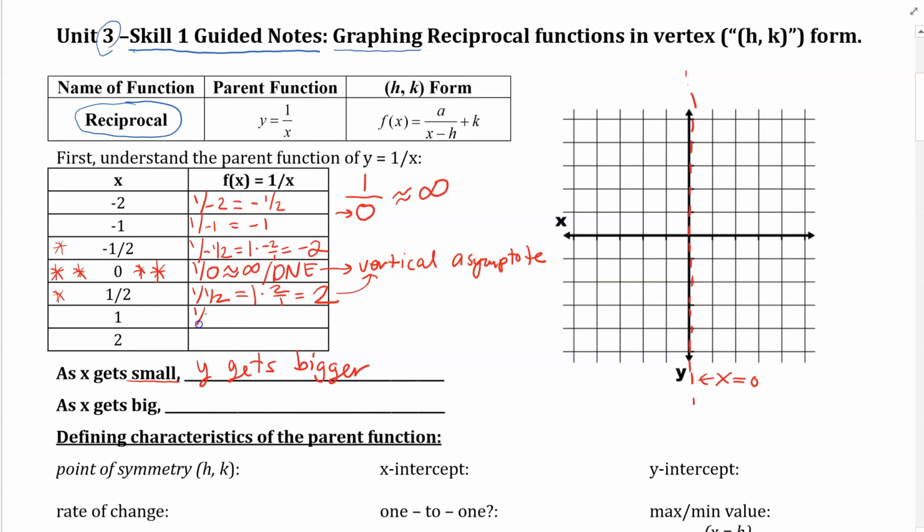Okay, then I'll plug in the numbers of 1 and 2. 1 over 1 is just 1, and 1 over 2 is 1/2. So when x gets bigger, goes to 2, y gets smaller, goes to 1 over 2. If x were to go all the way to, say, 100, the y value for that would be 1 over 100, small, right? As x gets big, y gets smaller.